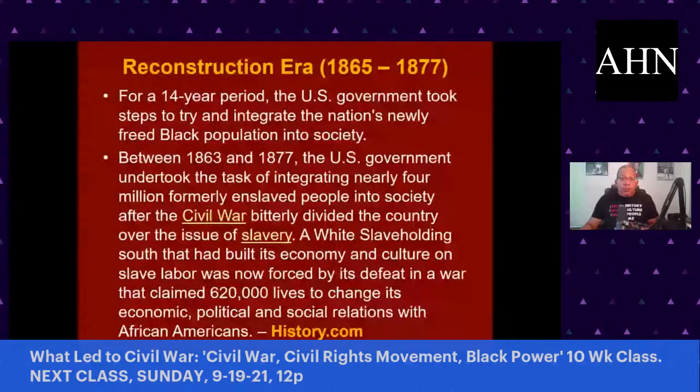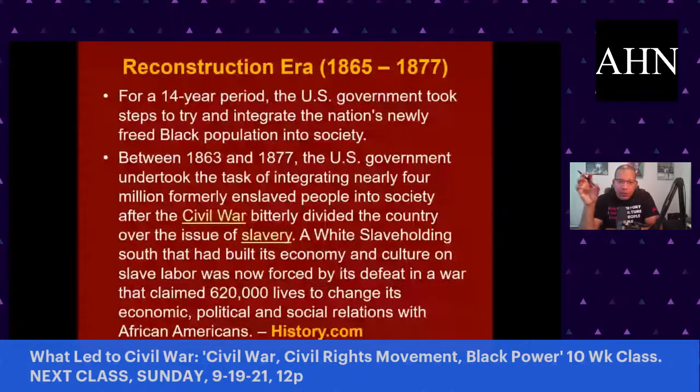Reconstruction is going to be the period of time 1865 to 1877. And during this period of time, so this is after basically chattel slavery ends for all practical purposes, for a 14-year period, the U.S. government took steps to try and integrate the nation's newly freed Black population into society.